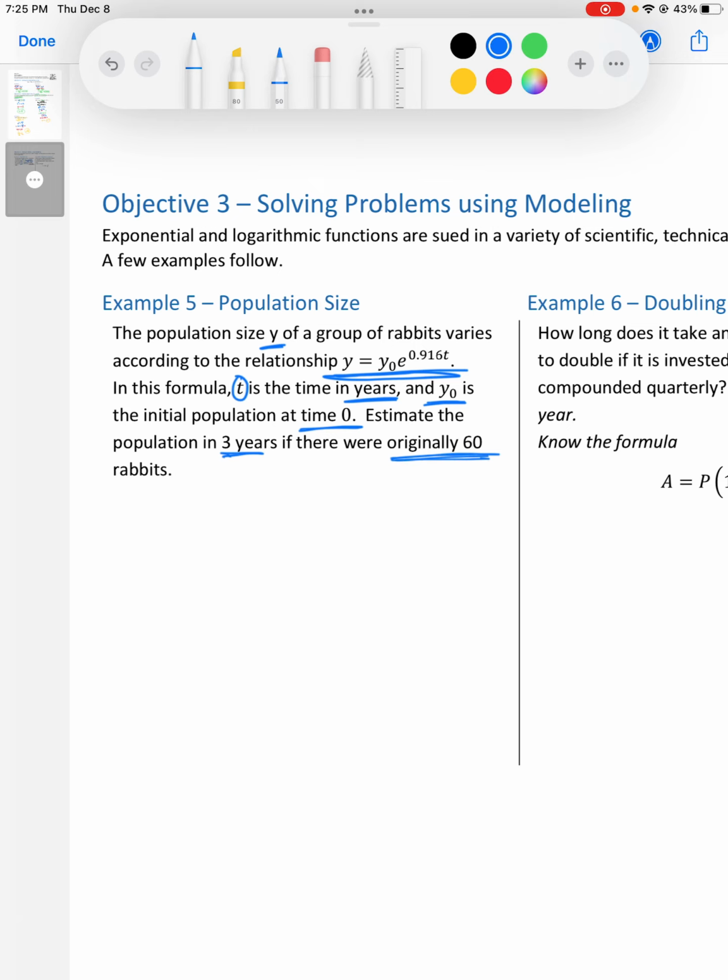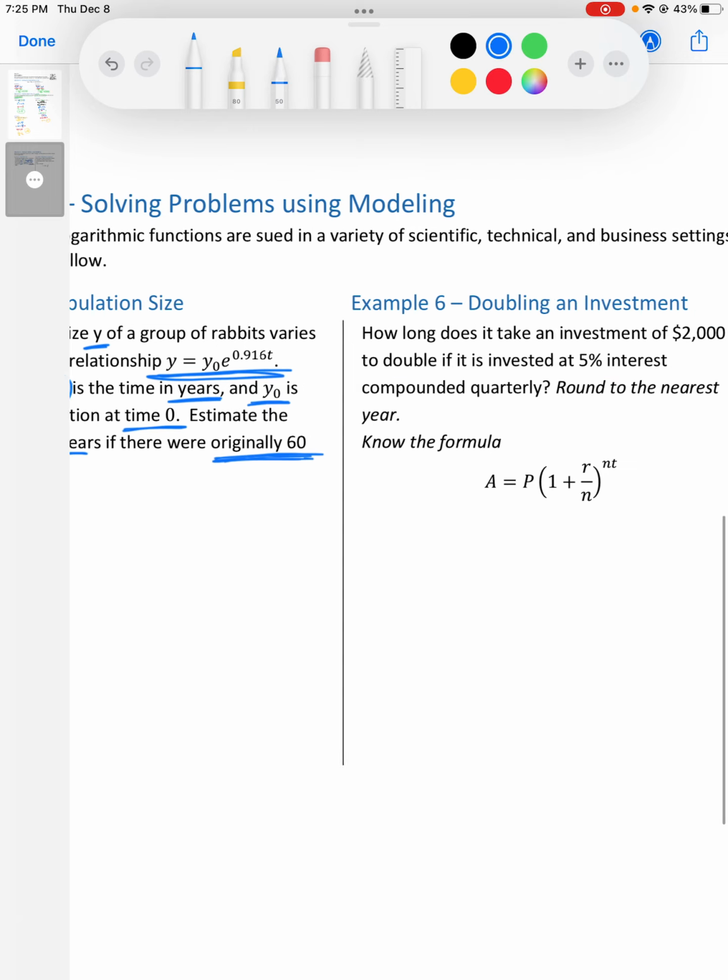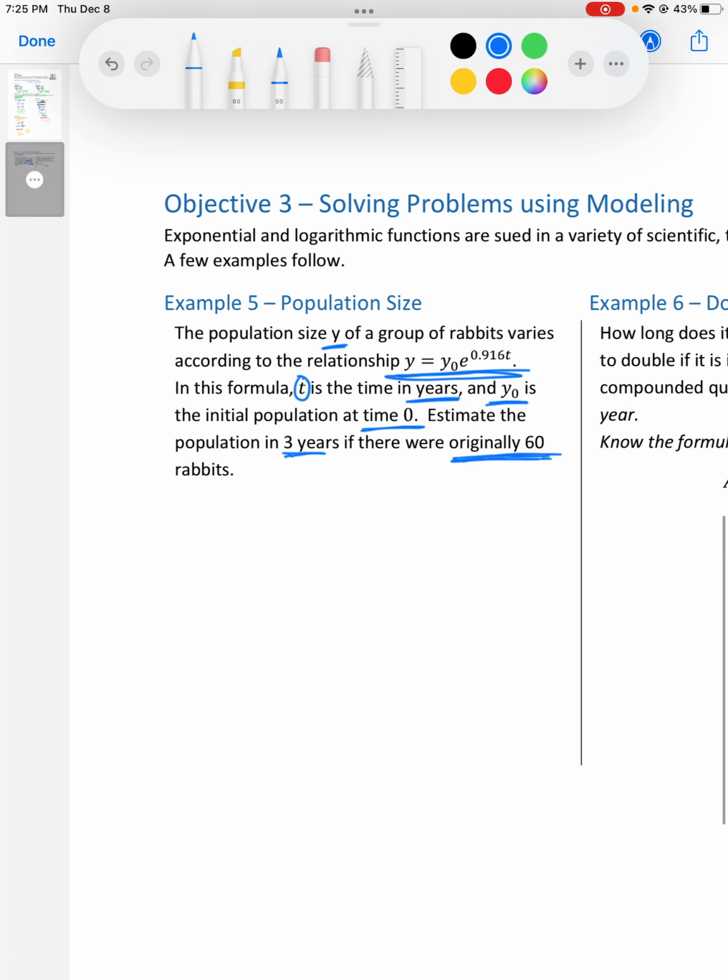Okay, so originally 60 rabbits is our y naught, that y of 0. So we have y equals 60 times e, and our exponent of e is 0.916 times 3 years. Now, all we have to do is plug that into our calculator.